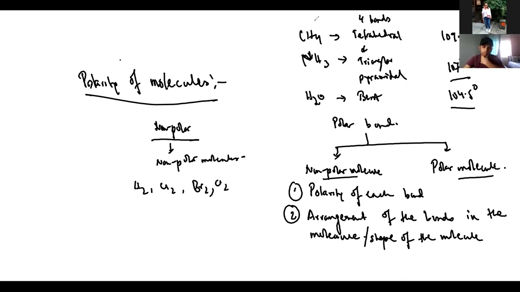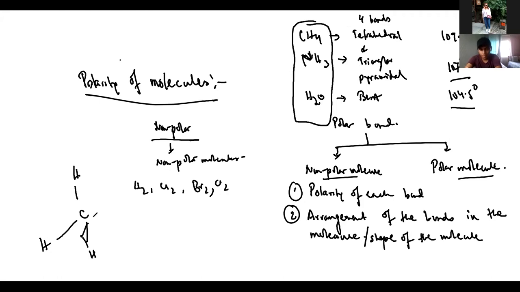So, are they all polar molecules or non-polar molecules? Polar. They're all polar molecules except this one. Why? Because of the arrangement. Since all of them have the same bond, C-H, and all of them are bond pairs, they have equal repulsion between each of them. So A is equal to B, B is equal to C, C is equal to D. They are all equally spaced out.